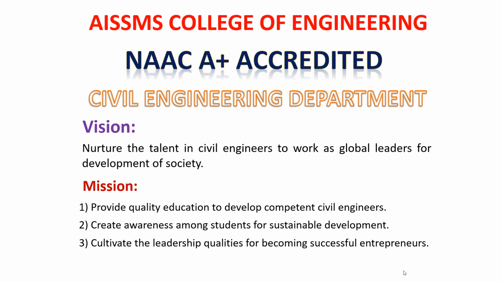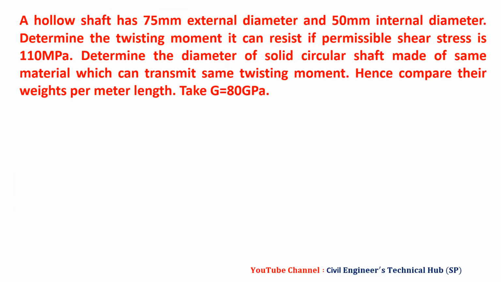Today we are going to see the solution of problems. Day 2, exercise 2, part 1. So we have a hollow shaft with 75 mm external diameter and 50 mm internal diameter. Determine the twisting moment it can resist if the permissible shear stress is 110 MPa.